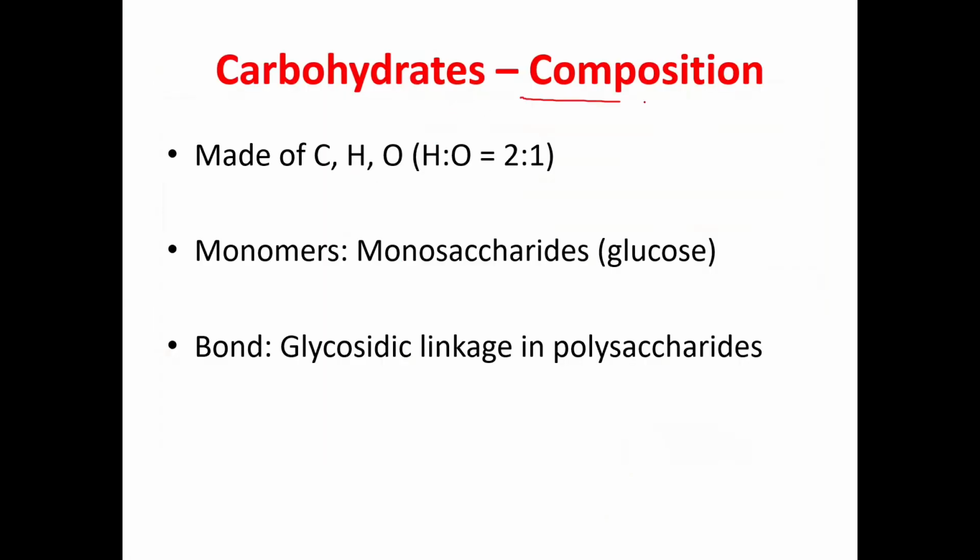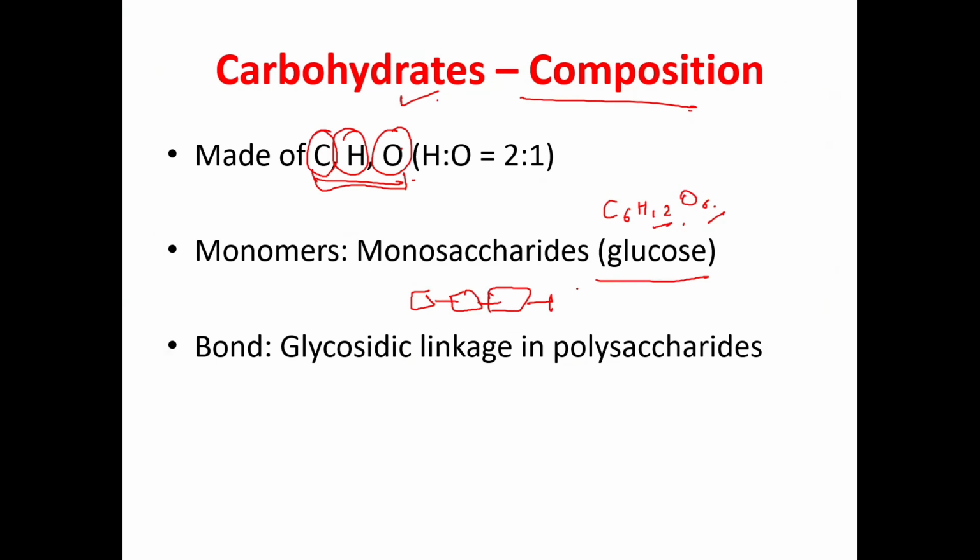Come on to its composition. Basically, carbohydrate is made up of carbon, hydrogen, and oxygen atoms. These three atoms combined form carbohydrate groups. For example, glucose is C6H12O6. This is the monomer unit, and when it connects, it forms a big chain. That chain is called carbohydrate. The connection is called a glycosidic linkage in polysaccharide. So this bond between two monosaccharides is the glycosidic linkage.